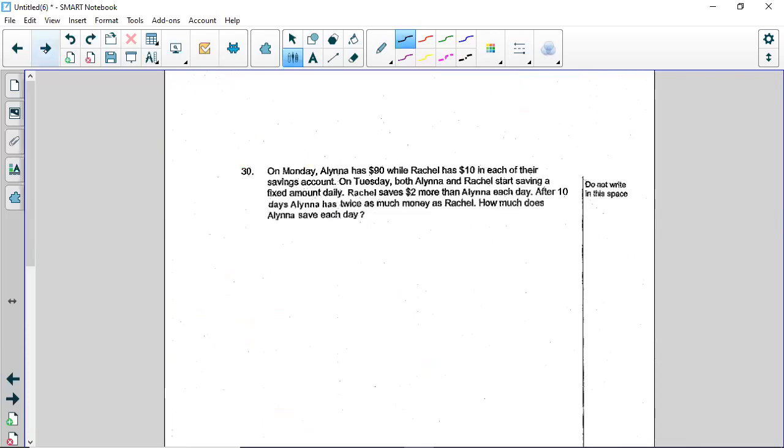Okay, question 30. Now on Monday, Alina had $90 while Rachel had $10 in each of their savings accounts. On Tuesday, both Alina and Rachel started saving a fixed amount daily. So every day they save the same amount. Rachel saved $2 more than Alina each day. After 10 days, Alina has twice as much as Rachel. How much does Alina save each day?